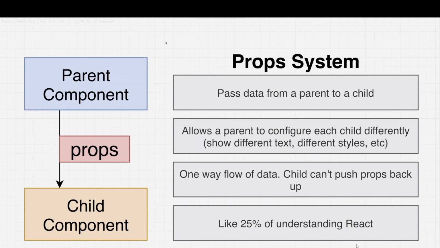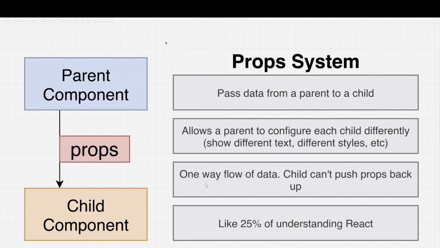Props passes the data from parent to child. For example, this is a parent component and this is a child component. If you want to pass some data from parent component to child component, we can do it through props. Props returns an object of attributes. Props allow a parent to configure each child differently, for example, showing different text, different styles, etc. The main thing is that props is only a one-way flow system, which means that you can only transfer data from parent component to child component. You cannot do it vice versa.